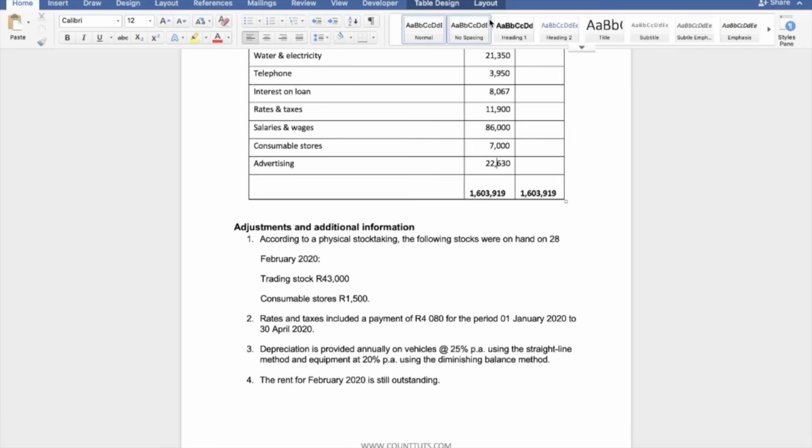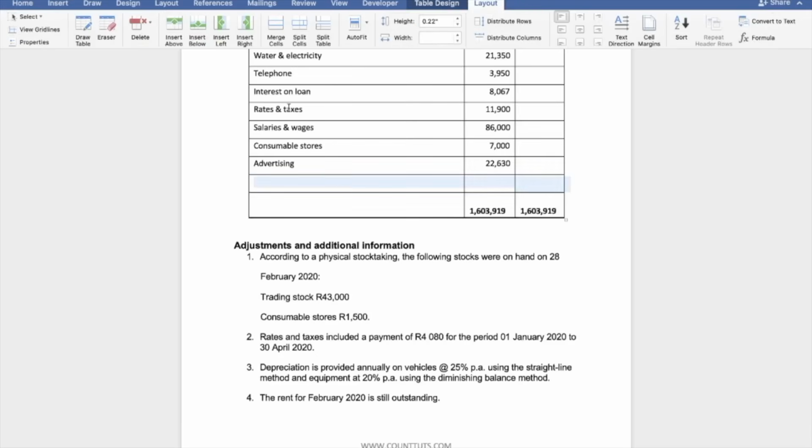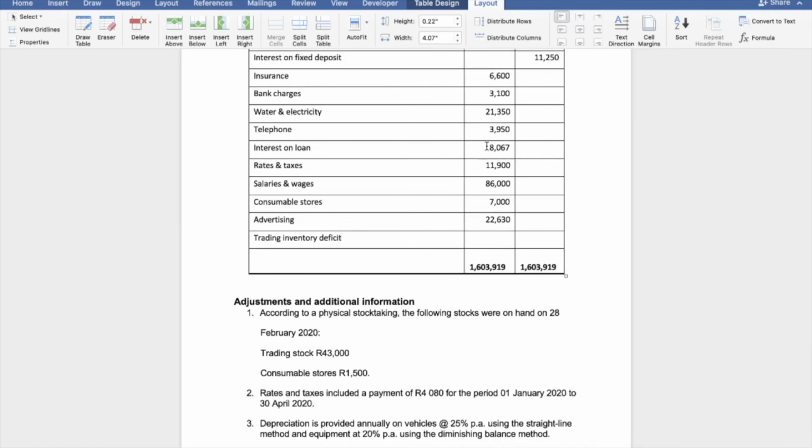So let me add another row here and write down trading inventory deficit. Remember, it's an expense, and what does that mean? It will go on the debit side because expenses are debited. You'd know that if you checked out our previous lessons. So we're going to write here the one which was initially recorded, 44,700, and then we minus the one which was done according to the physical stock taking, 43,000, and it gives us 1,700 Rand. All right, now we've just completed that one.